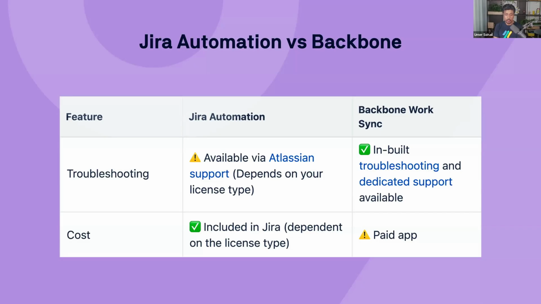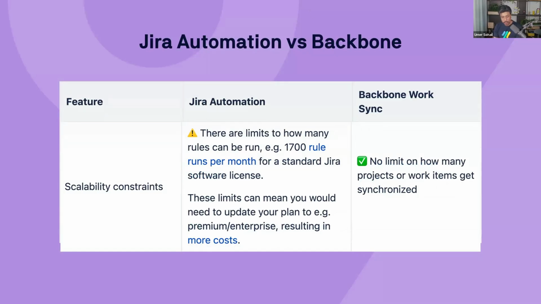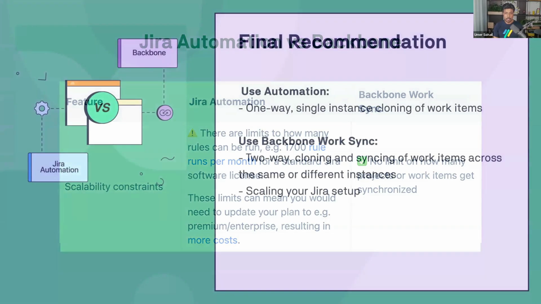Cost, Stefan already alluded to it. It depends on your tier, and it can add up because you run into these limits for automation rules. Backbone is a paid app, so obviously you have to pick and choose which works for you better. And the scalability, as I've already mentioned, 1,700 rules per month for a standard license. For automation, it is a big blocker. And with Backbone, there's absolutely no limits, even compared to other sync apps: no limits on the number of projects or work items you sync once you have bought the license for both sides.